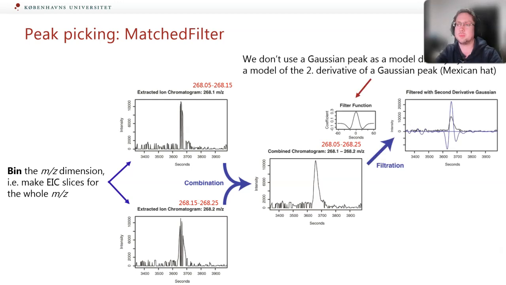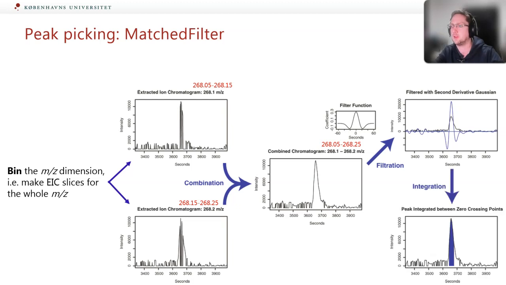In reality, we are not using a Gaussian and passing it along the data. What is actually compared to the data is the so-called second derivative of a Gaussian peak. You will also see that referred to as a Mexican hat because of the shape. The Mexican hat also has the nice property that where it crosses the x-axis is a reasonable estimate of the end and start of a peak. So using this, we can define where the peak starts and ends, and we can calculate the area under this peak.